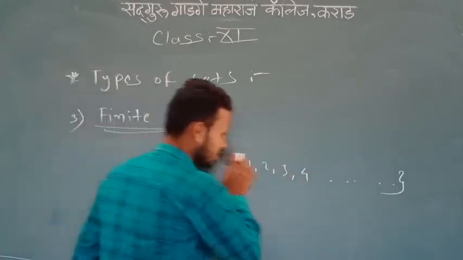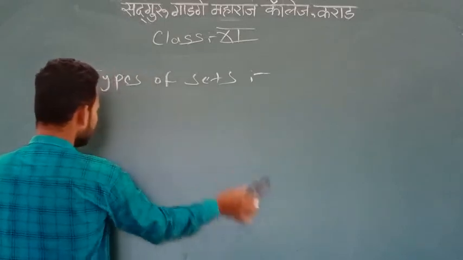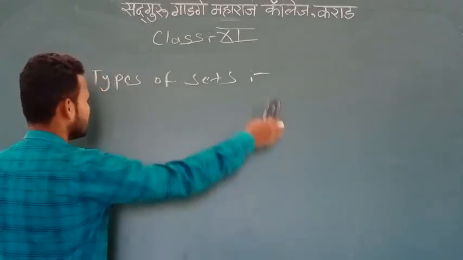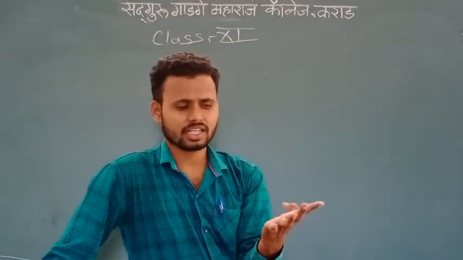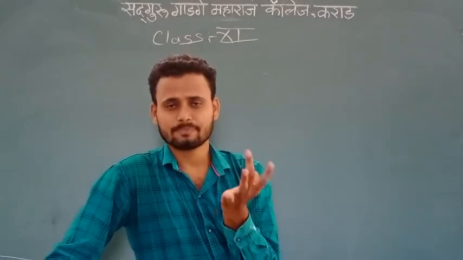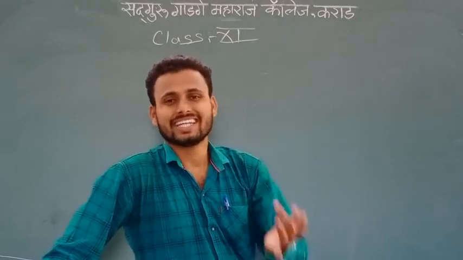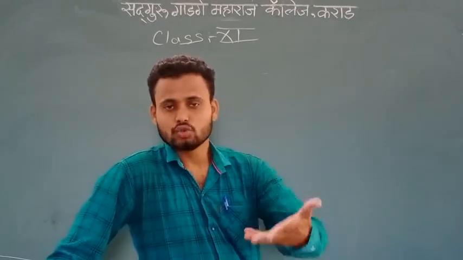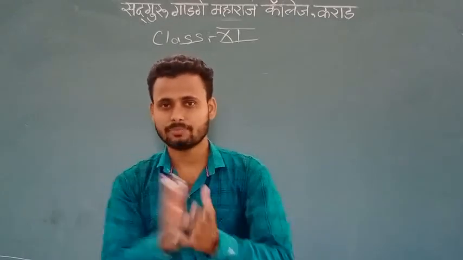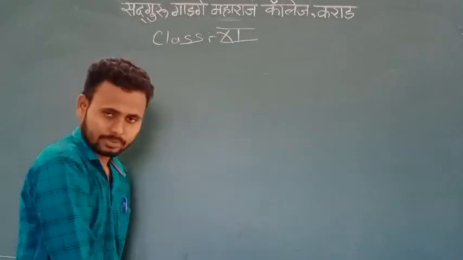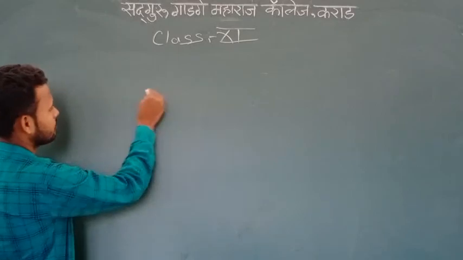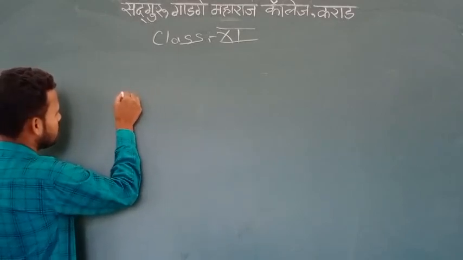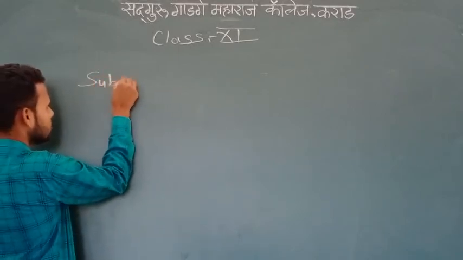Now let us take the next point. There are some definitions: subset, superset, proper subset, equality of sets, universal set, power set. We take each definition here. The first one is subset. Now we know that, suppose, subset.